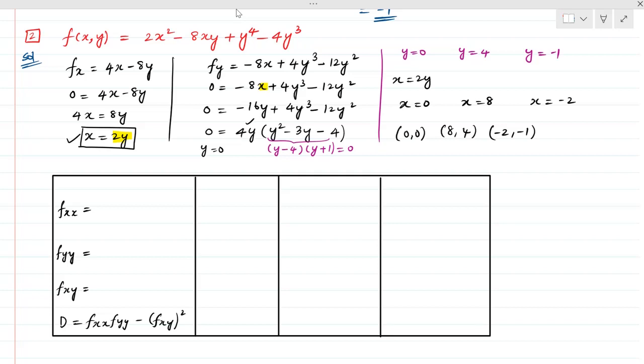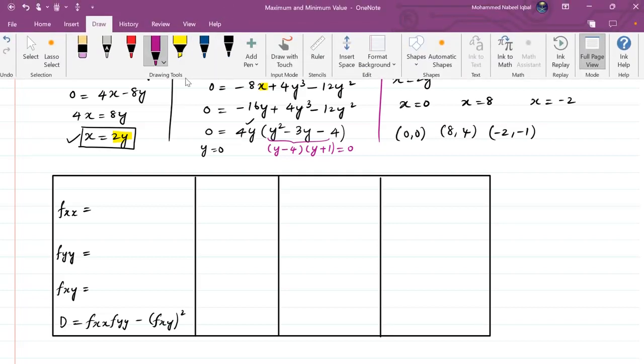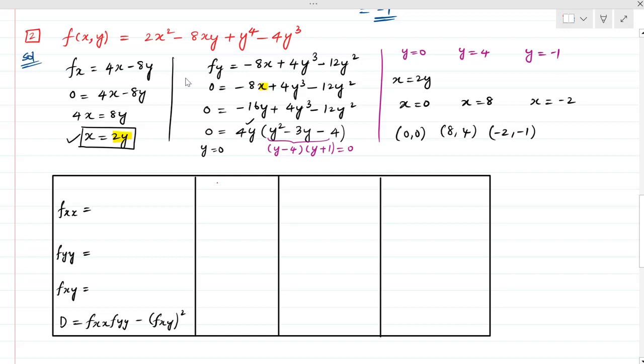Now when you differentiate this one, what happened here? This part is equal to the x value. The points (0, 0), (8, 4), and (-4, -1) we have to discuss. So these 3 points we have to find. Before that, I have to calculate the fxx.